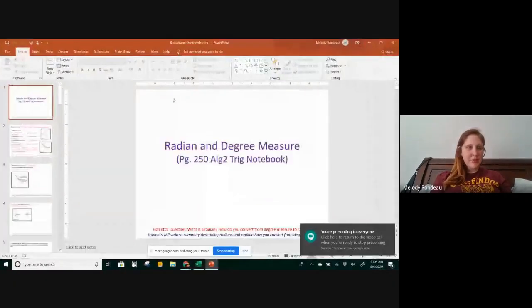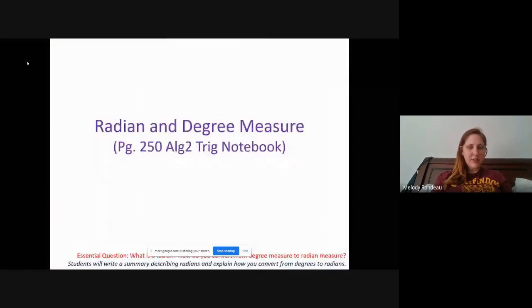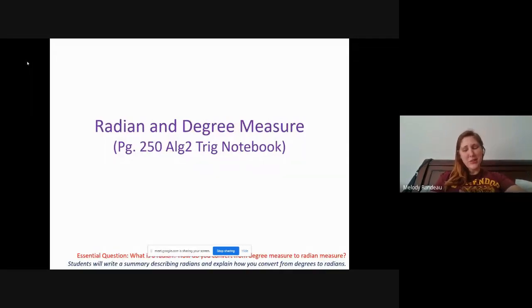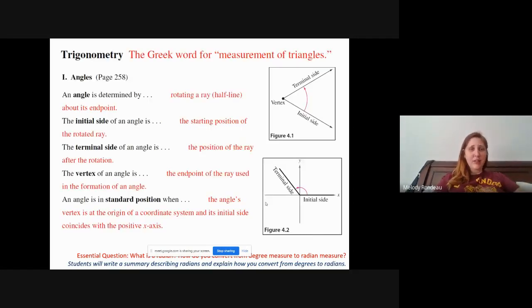Okay, so hopefully you guys are seeing that lovely PowerPoint. Normally I would give you a few seconds to write that essential question, but I know my thing is blocking it too. You had that ahead of time, so we're going to just jump right in. We are on page 250. Hopefully that is the correct page number. Type it in the chat if it's not.